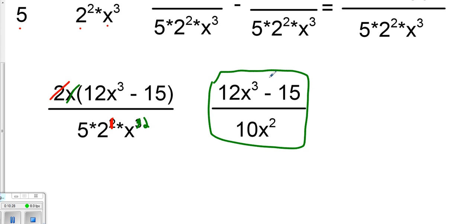Even though we can take 3 out of both of these, that doesn't really help us that much because 3 doesn't cancel here. So this is going to be our final answer. That's all we need.